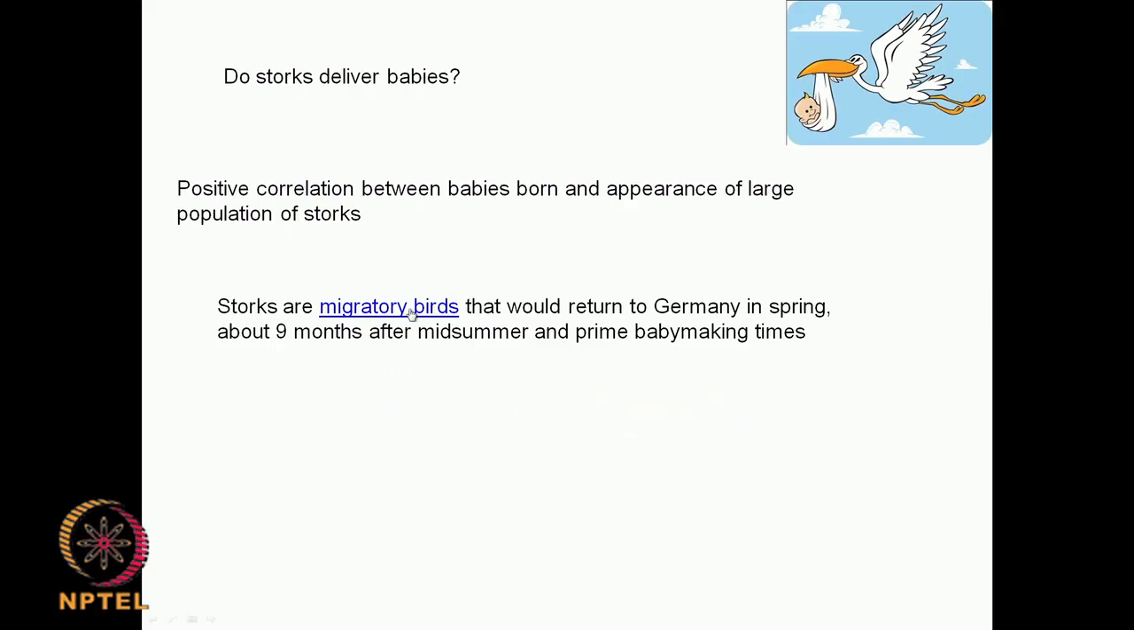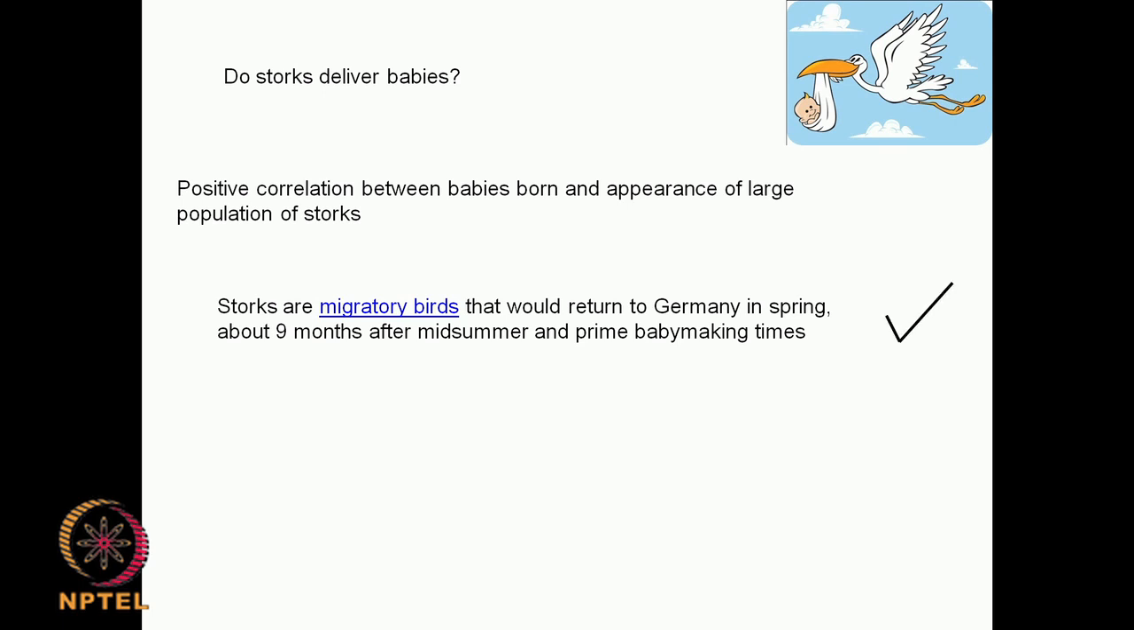Storks, as you know, are migratory birds. They return to Germany in spring, about 9 months after midsummer, and most of the baby-making time is in the summer. So, obviously, the babies will be born 9 months after the summer, which is the springtime. Storks will be returning during that period in many European countries. So, the appearance of a large population of storks matches the birth of babies, as both happen around the springtime.